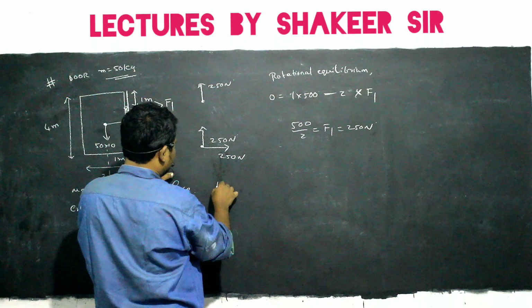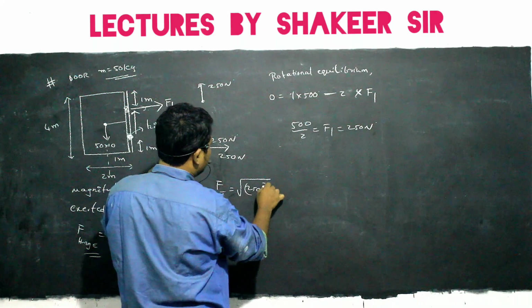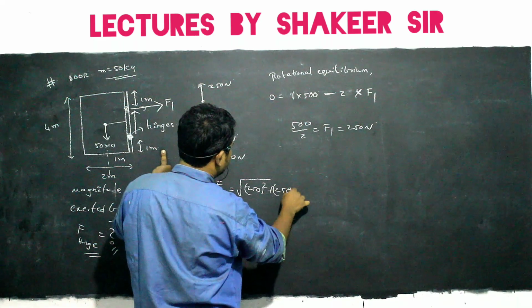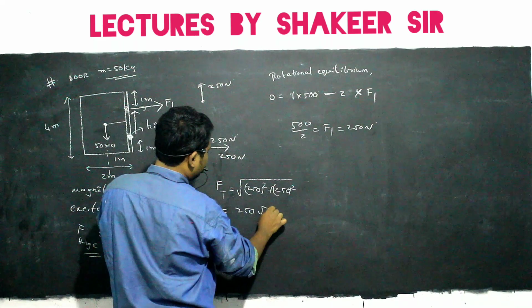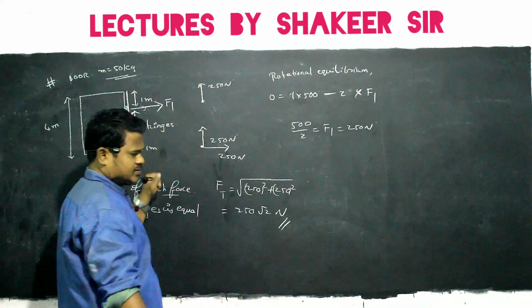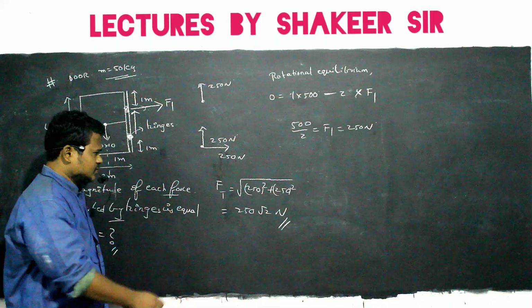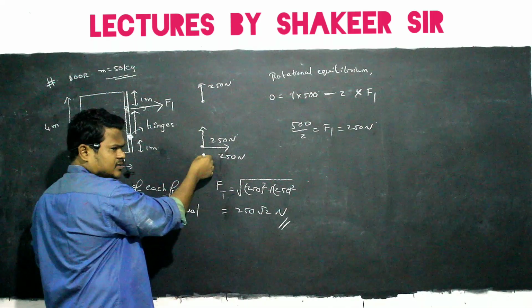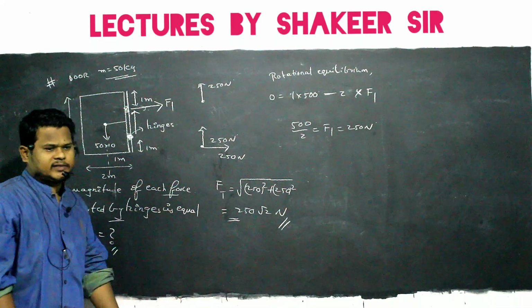250 root 2, no? So total force is equals to square root of 250 square plus 250 square. So nothing but 250 root 2 newtons. That is my answer. This is the total force exerted. No, total force means vector quantity. Definitely we have to take the resultant.